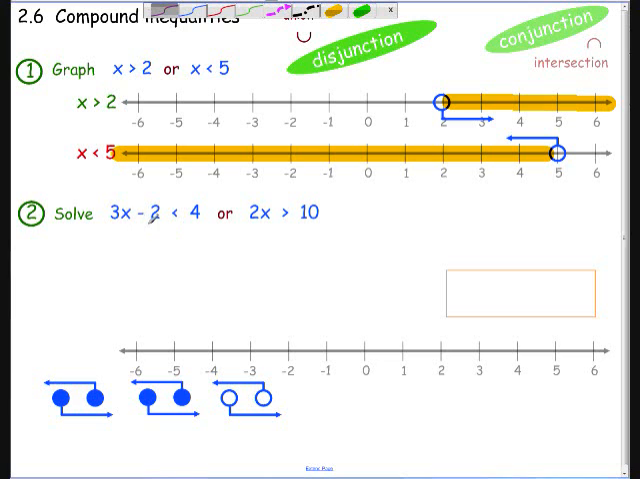Whew, this is a disjunction because it's got the or. Let me see, I'm going to add 2 to both sides. 3x less than 6, and then I'll divide by 3, so x is less than 2. The other inequality, I'm going to divide everything through by 2. I'll have x is greater than 5. So let's try graphing that one.